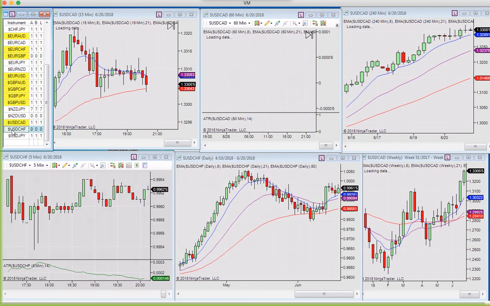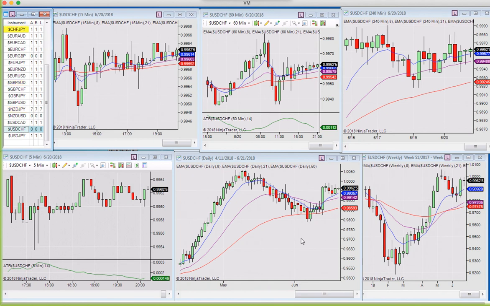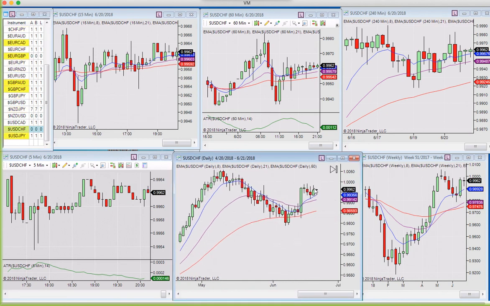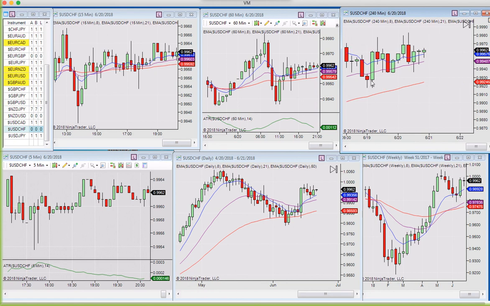USD CHF. Okay, this one is lovely. If it goes up a little bit, it's going to be good. Now, how do we play this? A couple of ways. If you were here, you could have got the retest off the lows here. If we're late, we can get in here, stop loss here.